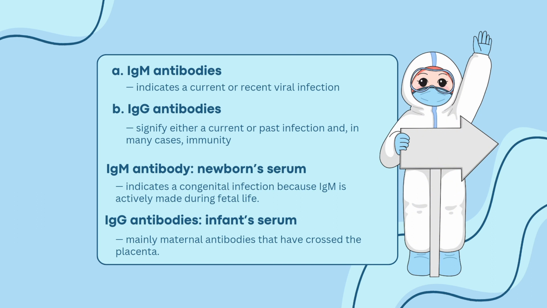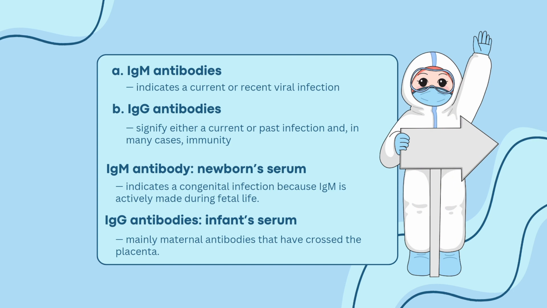In general, the presence of virus-specific IgM antibodies in patient serum indicates a current or recent viral infection, whereas IgG antibodies to a virus signify either a current or past infection, and in many cases, immunity.